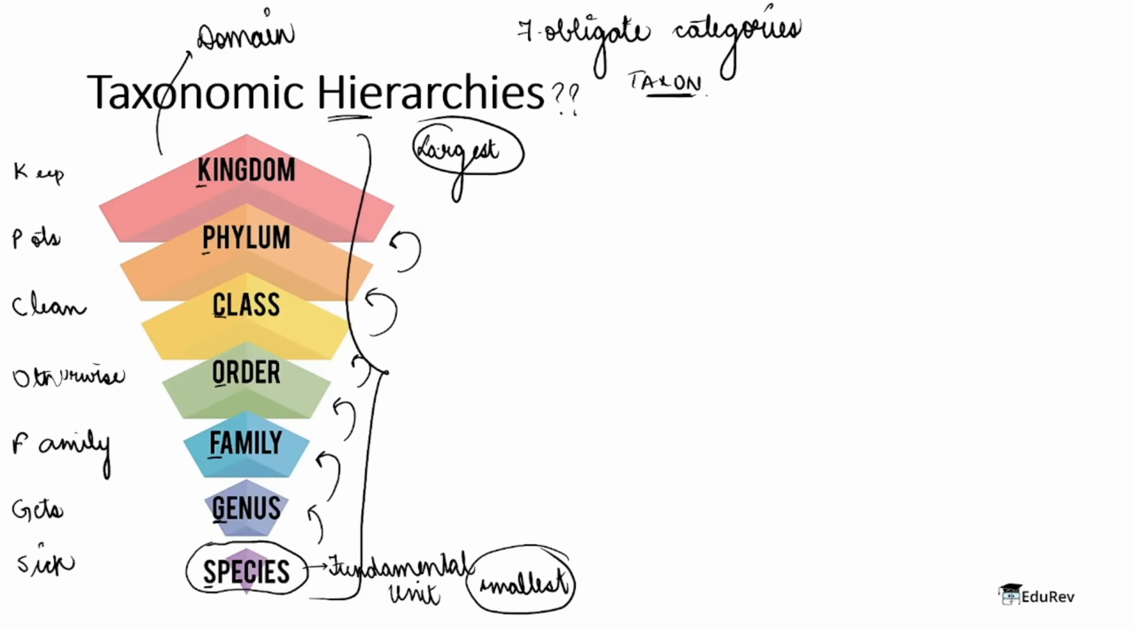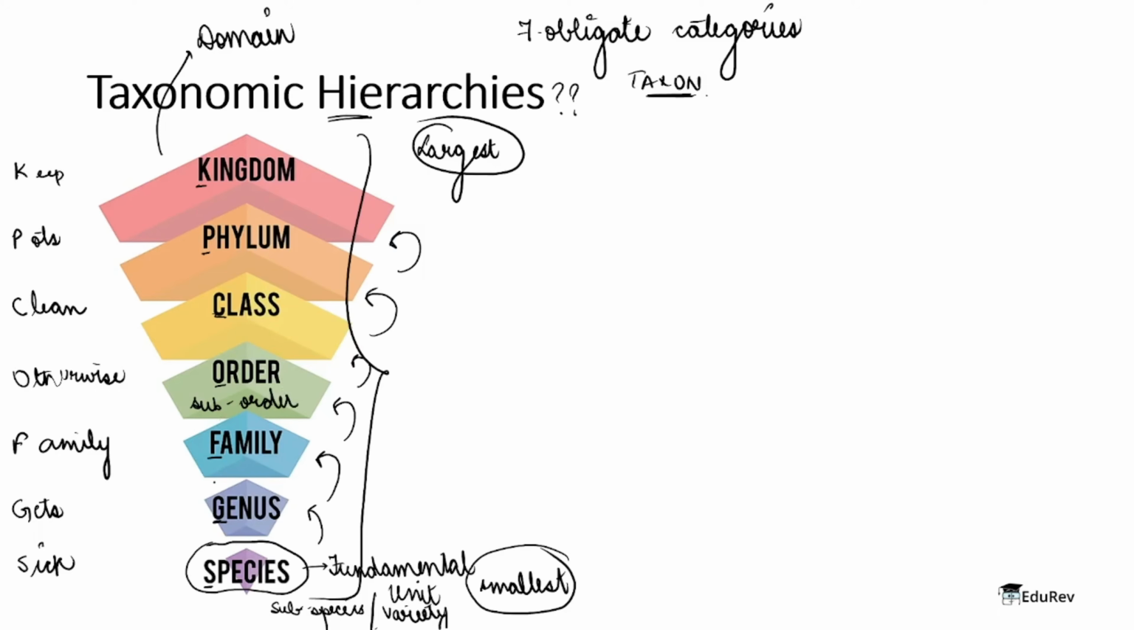Now these 7 categories are the main ones. What are these 7 categories? Let's revise it again. Kingdom, phylum, class, order, family, genus, species. Keep pots clean, otherwise family gets sick. But there are some sub-hierarchies as well. For example, under species there is subspecies and variety. And there is also one thing called suborders, which is obviously under orders.